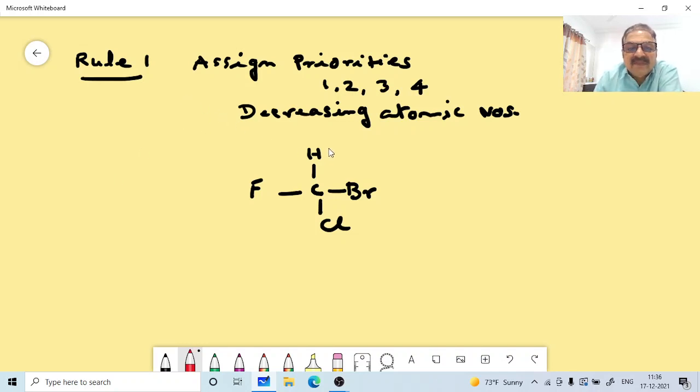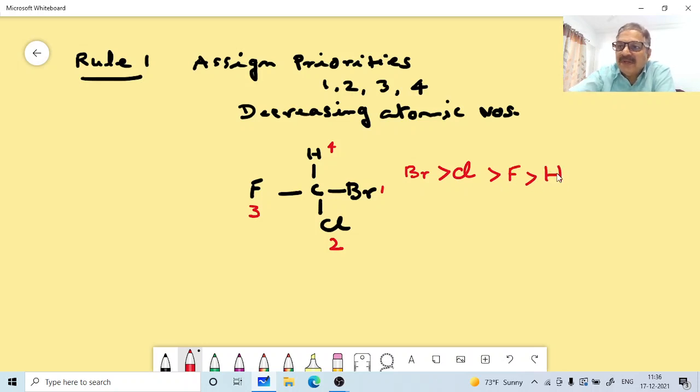So hydrogen, we can say this is priority number 4. Bromine is 1. Then your chlorine is 2. Then fluorine is 3. So over here, the priority order will be bromine first, then chlorine, then fluorine, then hydrogen. Hydrogen has the lowest priority here. Okay, so this is rule number 1.